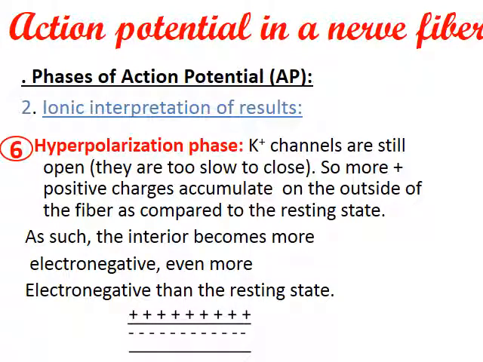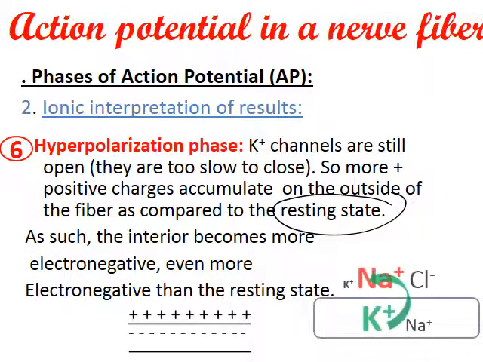Finally, we have the hyperpolarization. K plus channels are still open and are too slow to close. So more positive charge accumulates on the outside of the fiber as compared to the resting state. The interior becomes more electronegative than in the resting phase.